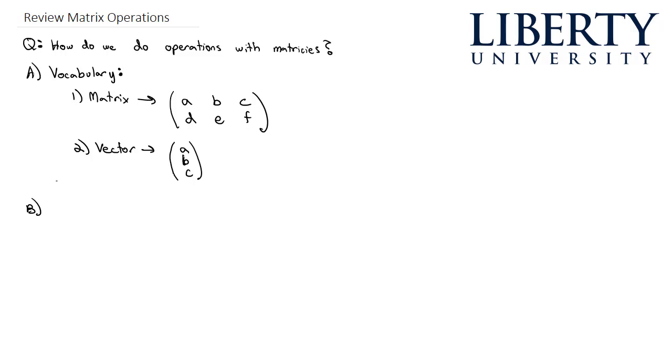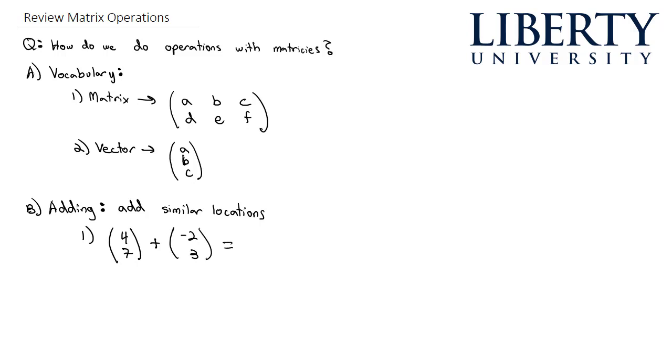So if we want to look at adding matrices and vectors, what we do is we just add the similar locations. For instance, if I wanted to add two vectors, let's say I had the vector 4, 7, and I wanted to add to it the vector -2, 3. All that's required there is to add the like position, 4 and -2 in the top position, and 7 and 3 in the bottom position, to give us this solution vector of 2, 10.